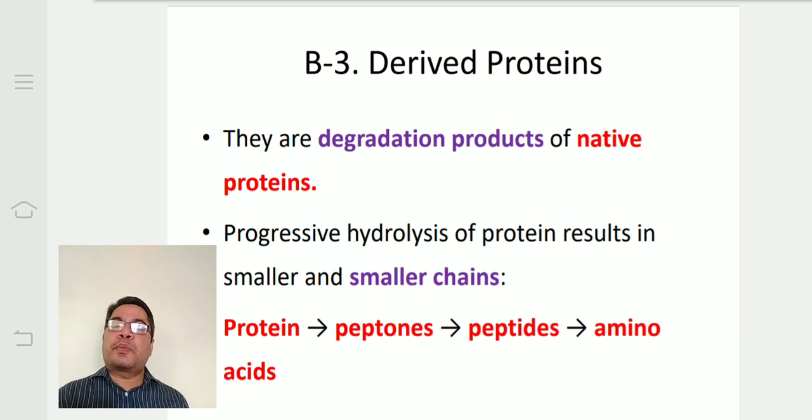They are degradation products of native proteins. Progressive hydrolysis of protein gives smaller and smaller chains. Like protein is first broken down into peptones, then into peptides, and finally the amino acids.